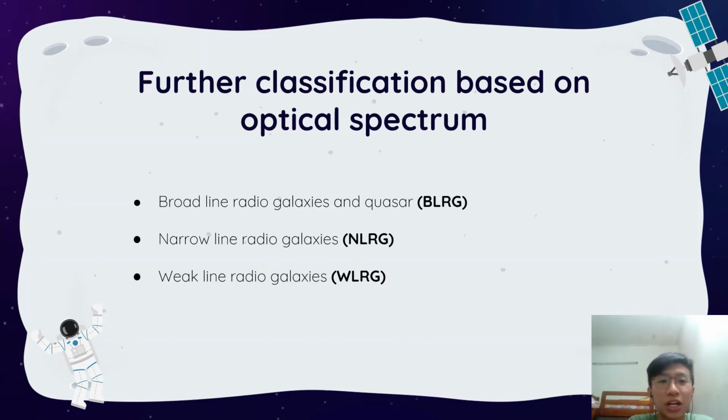Lastly, the radio-loud AGN can be further classified based on their optical spectral lines. The broad-line radio galaxies, BLRG, exhibit both broad and narrow lines with a strong continuum emission, and are dominated by FR2. Narrow-line radio galaxies, NLRG, exhibit only narrow lines with a weak continuum emission, mostly FR1. And the weak-line radio galaxies, WLRG, are dominated by the starlight of an elliptical galaxy with only one or two weak lines with typical stellar absorption.